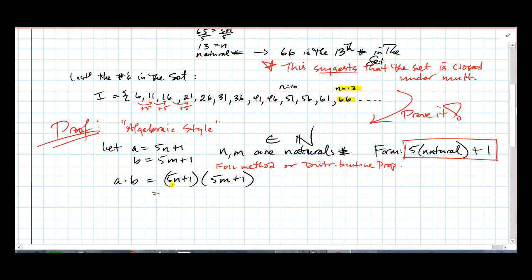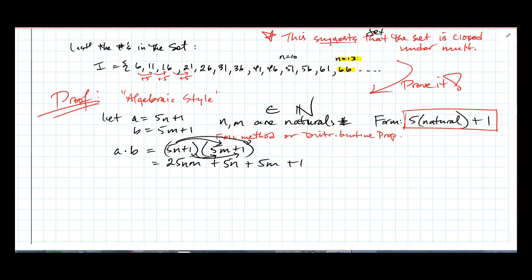So this is equal to 5n times 5m is 25nm. You multiply the constants, multiply the n and m. 5n times 1 is obviously 5n. And then here, you got to multiply the inner product. 1 times 5m is obviously 5m. And then 1 times 1 is 1. FOIL has 4 letters, right? Okay, from Algebra 1 back in the day, many, many years ago, you multiply 4 times.